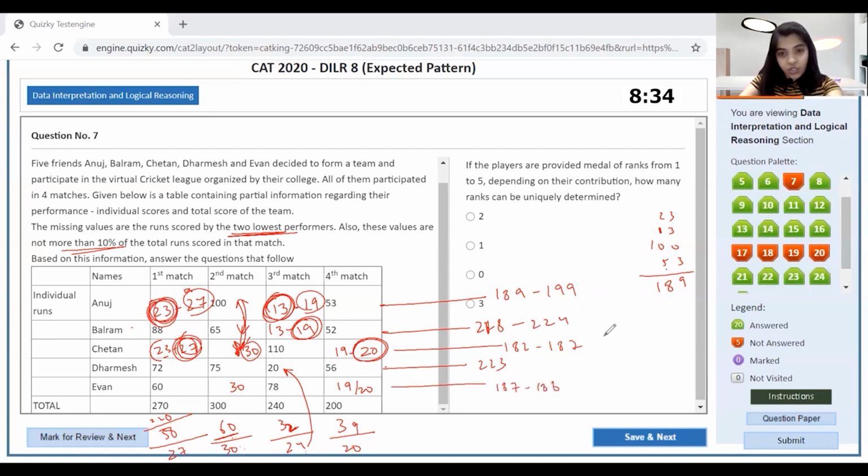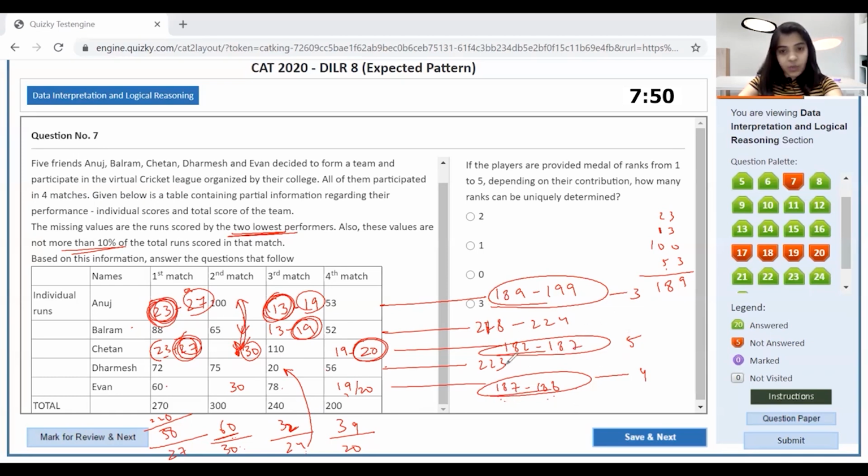So the highest scorer, we know this is the lowest scorer, right? This is the 5th rank. No matter what, this is the 4th rank, right? I guess so, yeah. And then this is the 3rd rank. 6, 8, right? 182, 187, this 187.